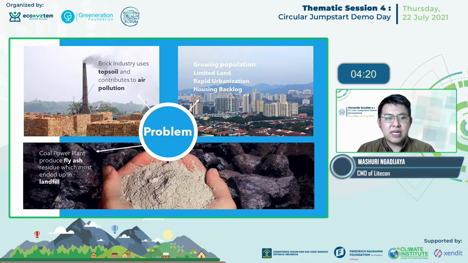The second problem is that the demand created by the housing backlog has been increasing, and therefore the demand for housing materials such as clay brick is rising. Clay brick is seen as the cheapest option to build a house. However, clay brick uses a lot of topsoil, and topsoil is the most fertile part of our land. Overexploitation of topsoil reduces land for agriculture. Next.